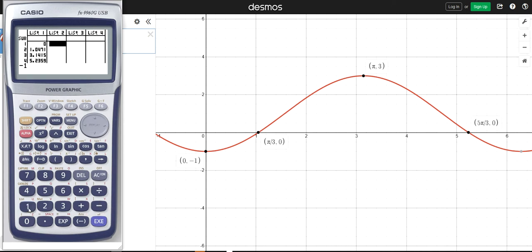And now I move into list 2, where I enter the y values, which are -1, 0, 3, and 0. All right. Now I want to graph that. Graph 1. And I've got the 1, 2, 3, 4 points plotted.